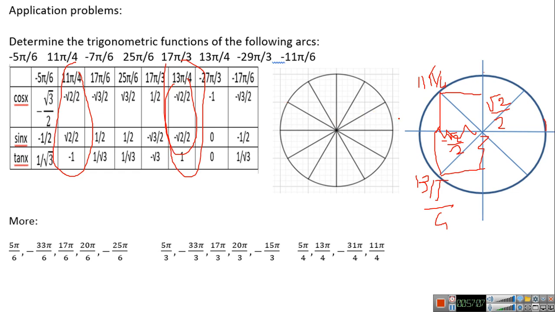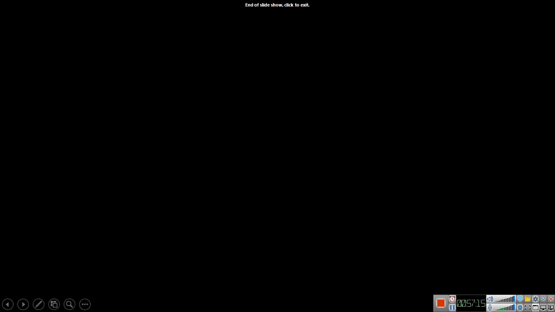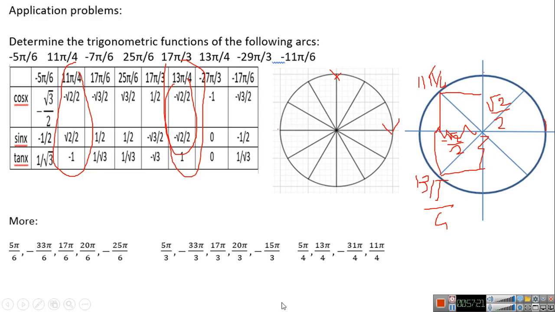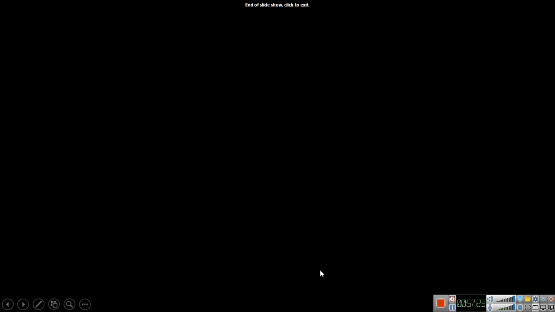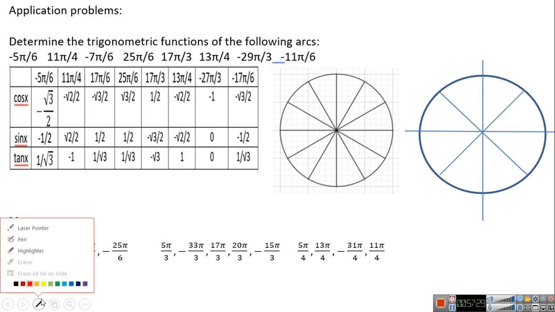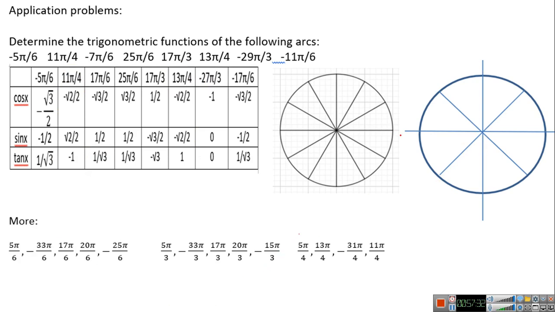And concerning the multiples of 90, the first one is 1, 0, here 0, 1, here minus 1, 0, here 0, minus 1. Let us do this one, the pi over 4. I want 5 pi over 4: 2, 4, 5. This is 5 pi over 4. So the cosine is minus radical 2 over 2, the sine is minus radical 2 over 2, and the tangent will be 1, minus over minus.